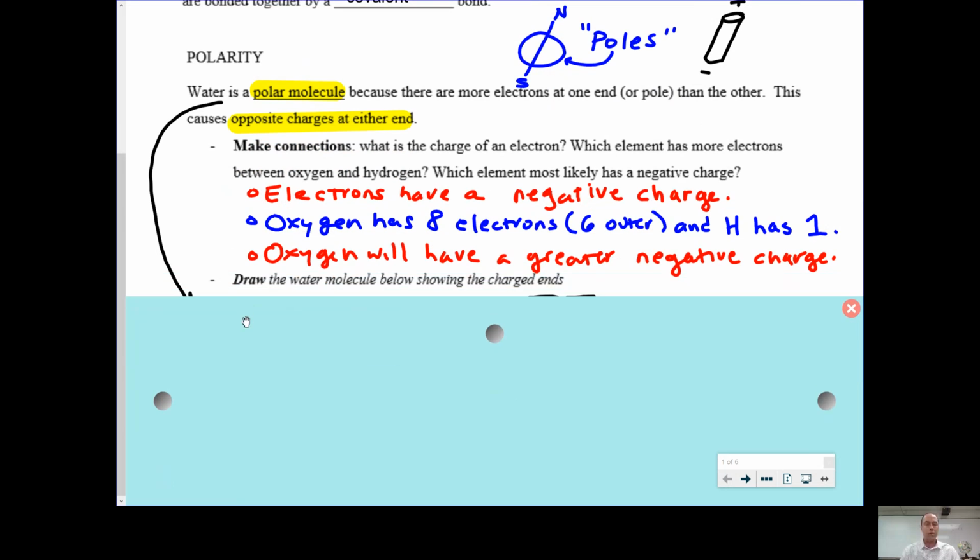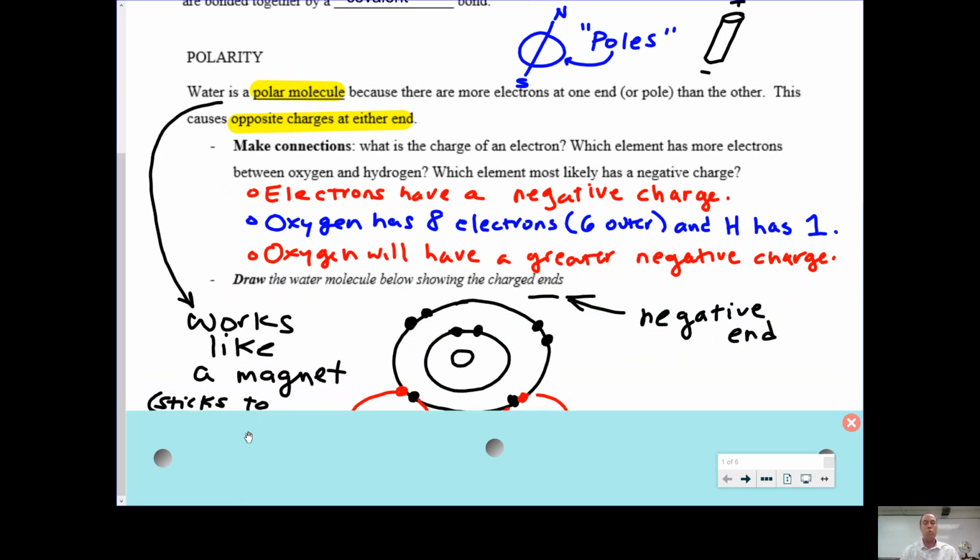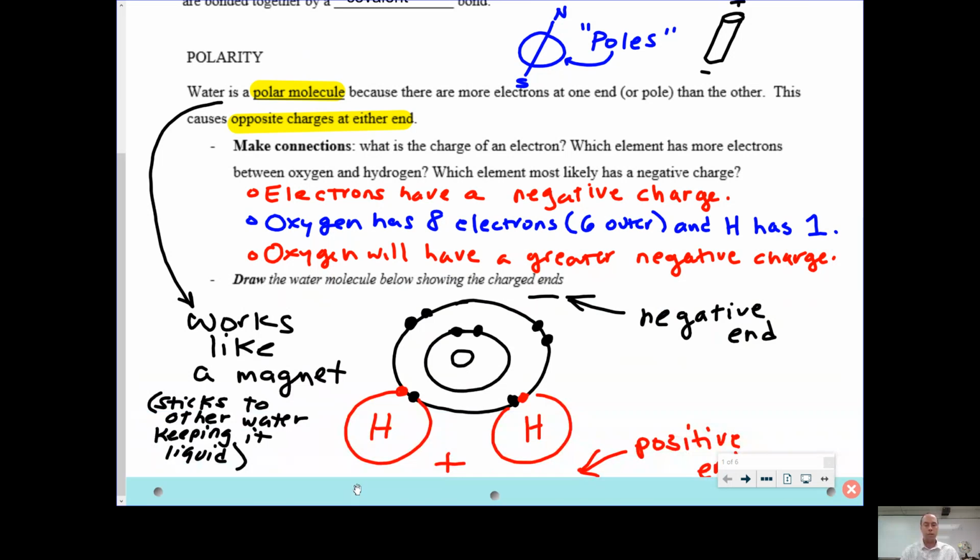So if we draw water showing the charged ends, this is what it would look like. This is a Bohr drawing. I ignored the protons and neutrons, but we're focusing on the electrons. So you can see there are extra electrons here and extra electrons here, and that's because two are already paired, and these 2 are already paired, but these 2 are shared, these 2 are shared to form the covalent bonds. So there's a slightly negative end on this side and a slightly positive end on this side.